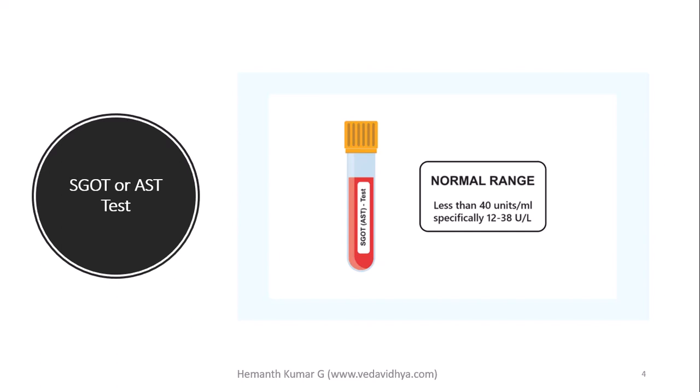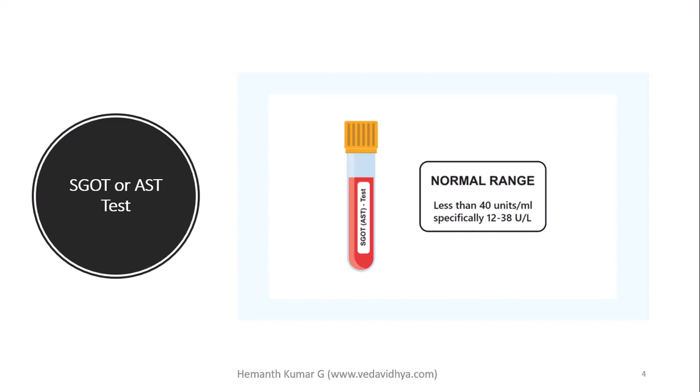Under normal conditions, AST levels in the blood are relatively low. However, if the liver is damaged or diseased, AST or SGOT can be released into the bloodstream, leading to an increase in its levels.